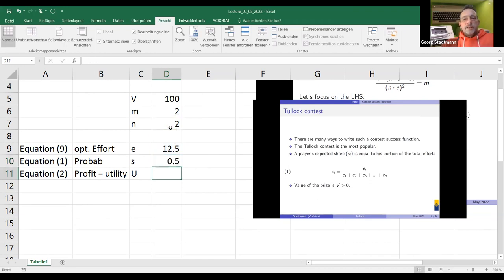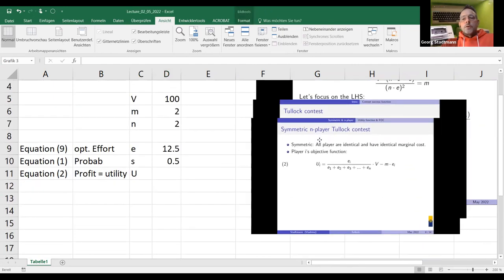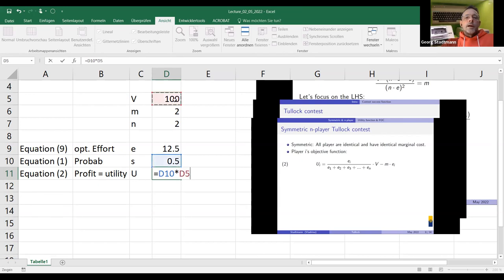And now the utility. Here the students were arguing whether it's 1 or whether it is 25. So the utility level is given as the probability, this one times 100 minus the marginal cost times the effort level. And here the result should be 25.